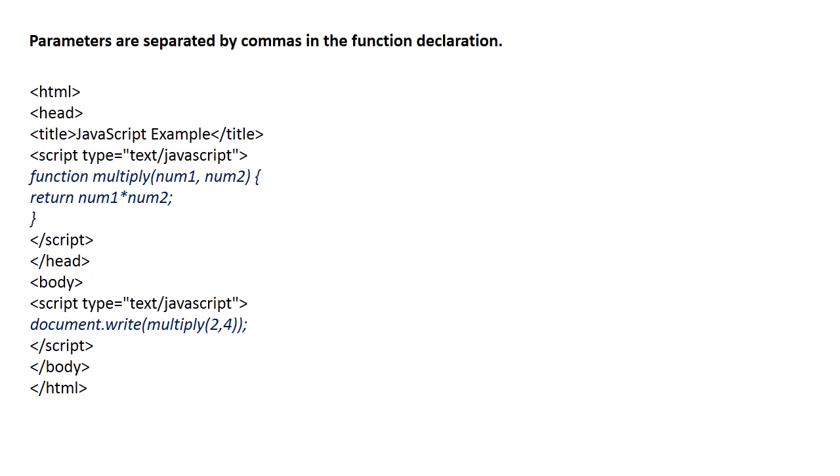Parameters are separated by commas in the function declaration. We have in HTML a JavaScript example. We have script type text/javascript. We have a function, that is multiply num1 num2, return num1 times num2. In this example, you can place them together in the body as in document.write multiply 2, 4.